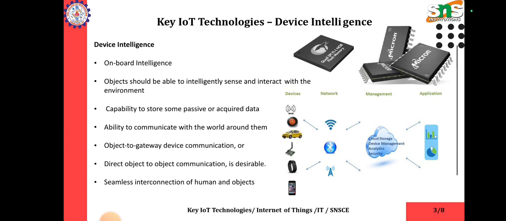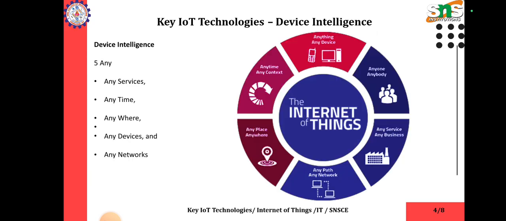It is onboard intelligence in which objects should be able to intelligently sense and interact with the environment. They need the capability to store some passive or acquired data, and the ability to communicate with the world around them. Object to gateway device communication or direct object to object communication is desirable here. Next is seamless interaction of humans and objects.